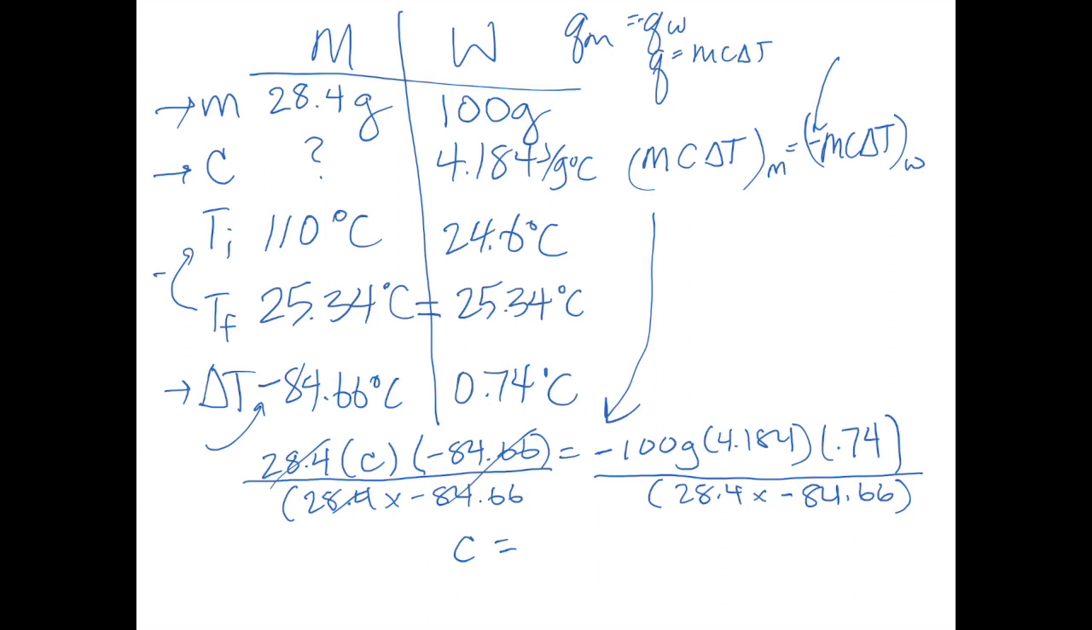Just a little note for you. And we get 0.129 joules per gram degree C. And that is my specific heat of the metal. Just be careful to keep the water stuff with the water and the metal stuff with the metal.